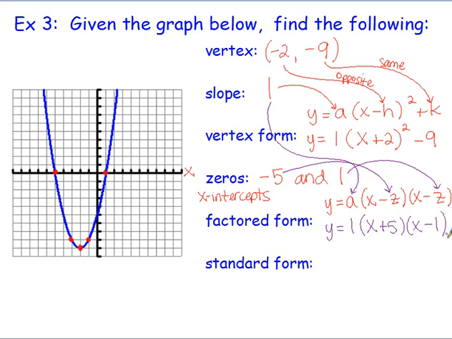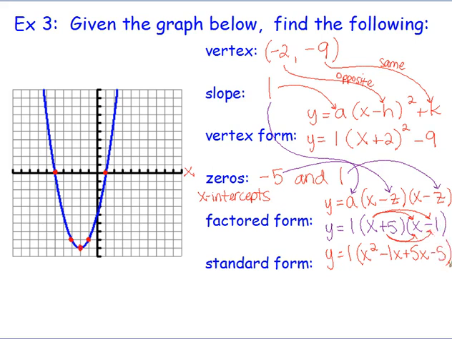Now that is factored form. If you can take the zeros and do the opposites, you can write factored form. Standard form is simply multiplying all of this out. And we've done this before. So I'm going to keep the 1 right there. I'm going to take x times x, and I get x squared. I'm going to take x times negative 1, and I'm going to get negative 1x. I'm going to take 5 times x and get positive 5x, and 5 times negative 1 and get negative 5.